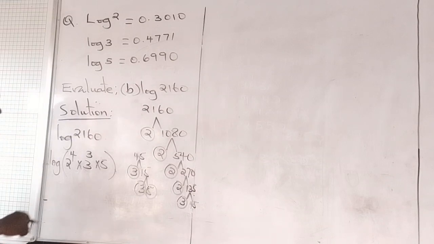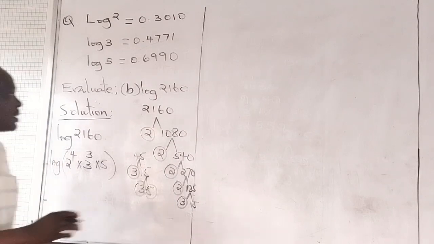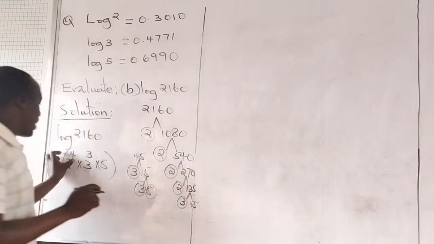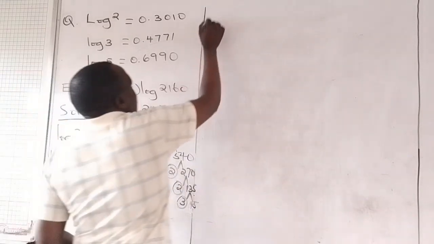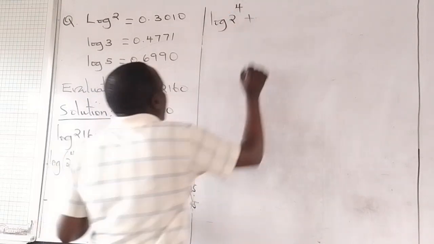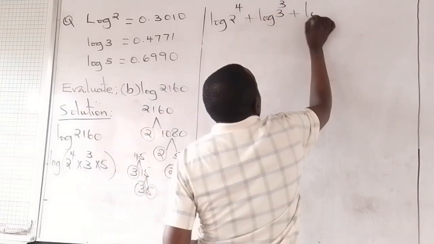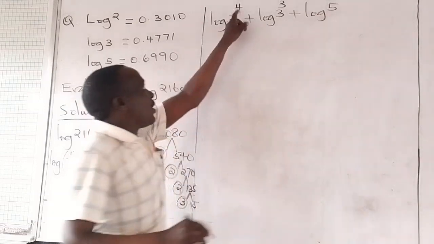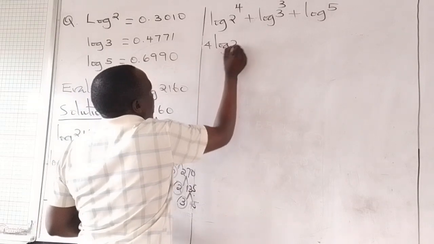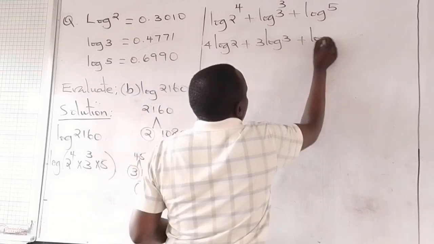So 5 power 1. So from the laws of logarithms, because the numbers are multiplied, we are going to add their logs. And you remember the power becomes the coefficient. So before we make the powers coefficients, let's just write it as log 2 to power 4 plus log 3 to power 3 plus log 5. So this power of 2 becomes the coefficient of log 2. So it is 4 log 2 plus 3 log 3 plus log 5.